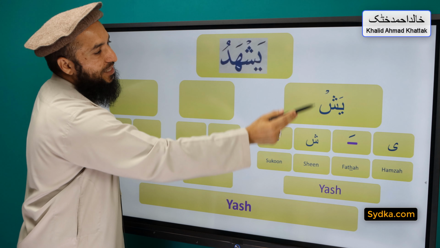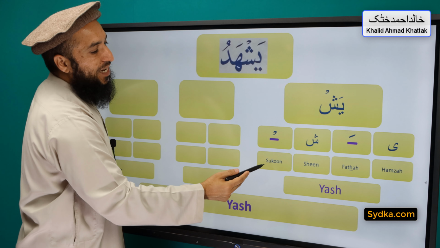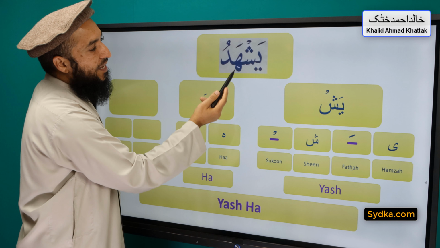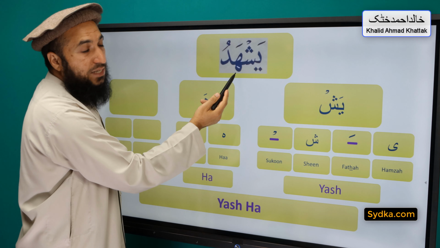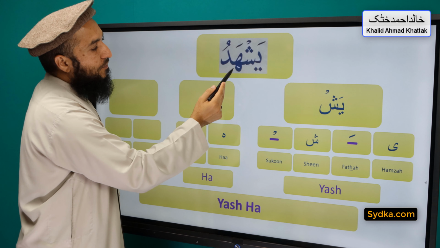Ya fatha sheen sukoon yash. The second syllable we have is ha fatha ha. Ha is a light letter, it has fatha on top of it, and it is prolonged for 1 count.